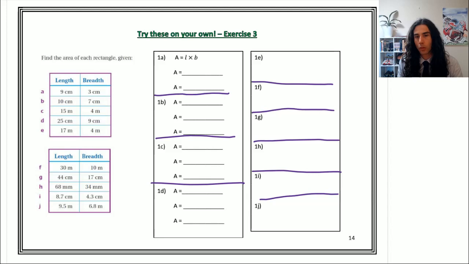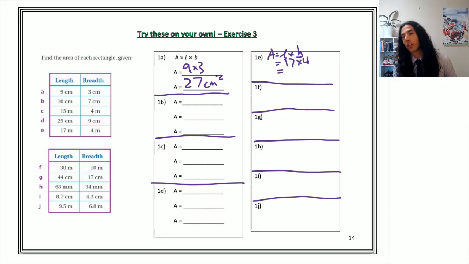First one, area, length times breadth. So you go area equals 9 by 3, 27 units, centimeters squared. Done. Do that for B, C, D, E, etc. The way you do it on the side, like for E, you're going to have to write area equals length times breadth. And the length, 17, breadth 4. So 4 times 10, 40. 4 times 7, 28. Plus them together, 68 meters squared. Okay, have a go at those. I'm going to pause the video now.